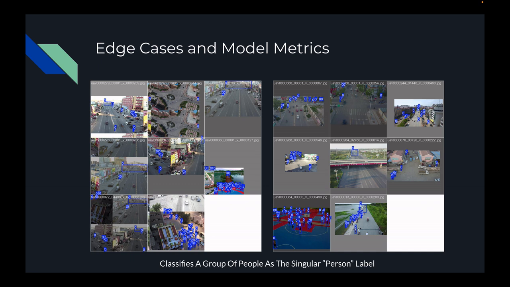Where it relates to edge cases and model metrics, we can see that we successfully, in every image shown, identify the people located in the image. For the dataset, we did have to edit the labeling for people. Some were labeled as people or persons or other things like this, and we opted to label them as a singular person label, even where it relates to a group of people.